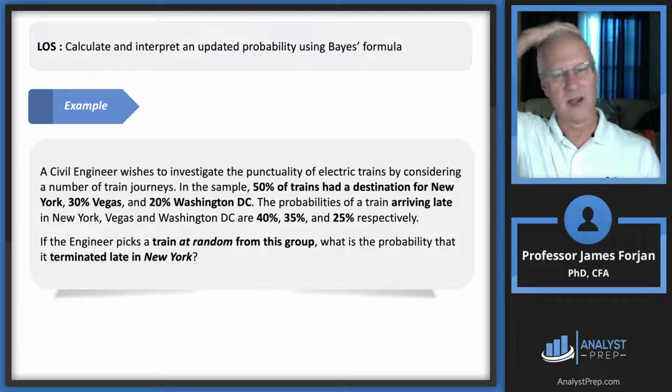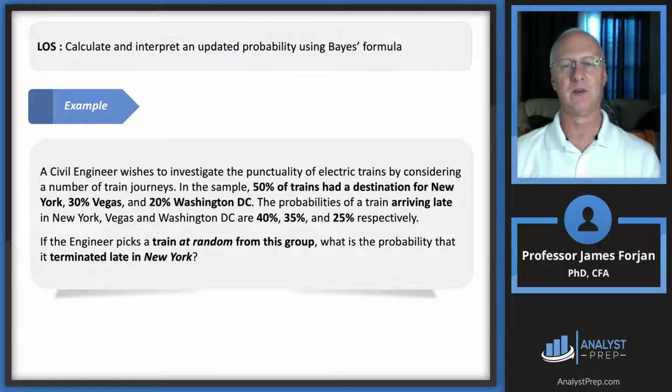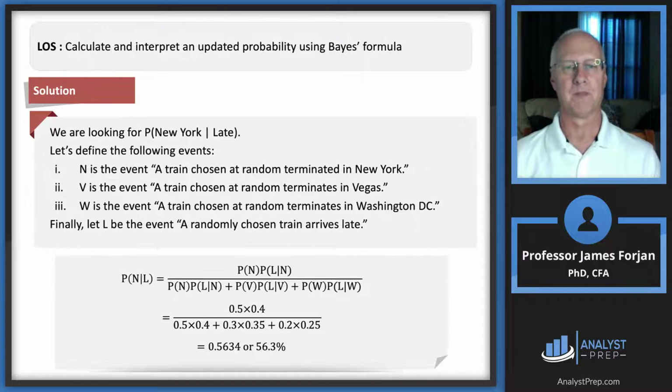So the first thing you need to do is shake your head and say, oh my gosh, why aren't these probabilities of the train arriving late like 1% and 2%? All right, so here's the question. If the engineer picks a train at random, what is the probability that it terminated in New York, given that it is late? All right, so let's work our way through some of this notation. N is the event, a train chosen at random terminated in New York. V is the event, a train chosen at random terminates in Vegas, and the same thing for W. All right, so we'll let L be the event, a randomly chosen train arrives late. But remember, look at the top. We're looking for the probability that New York is going to be late.